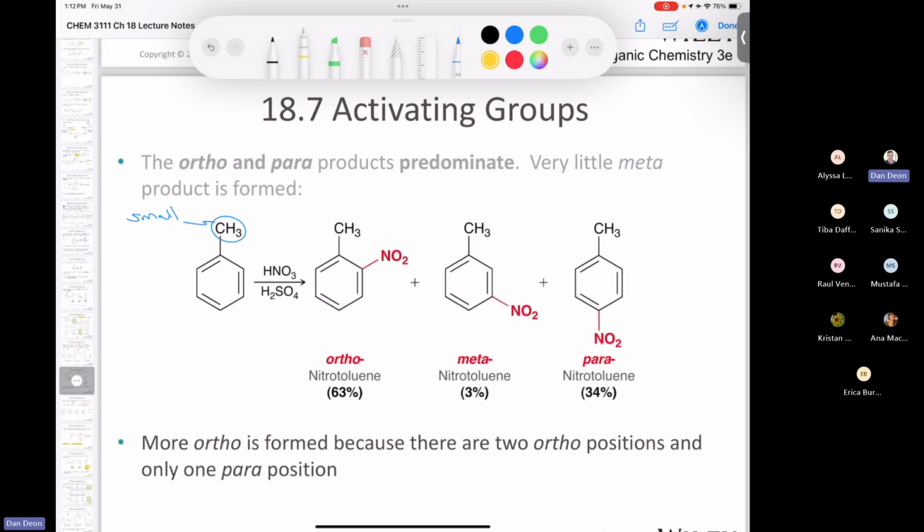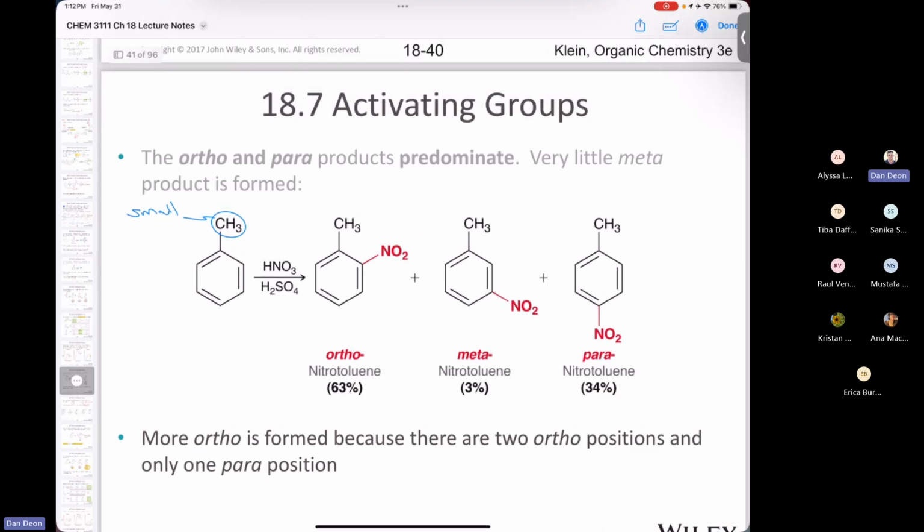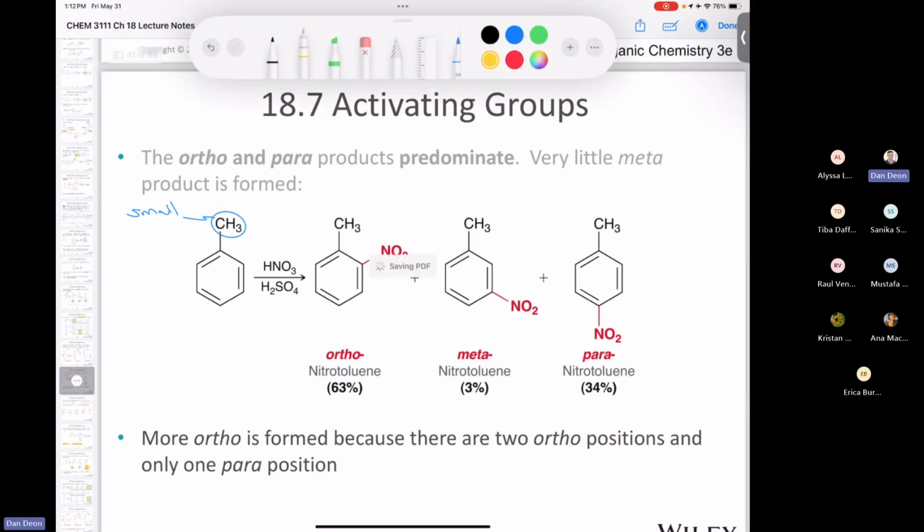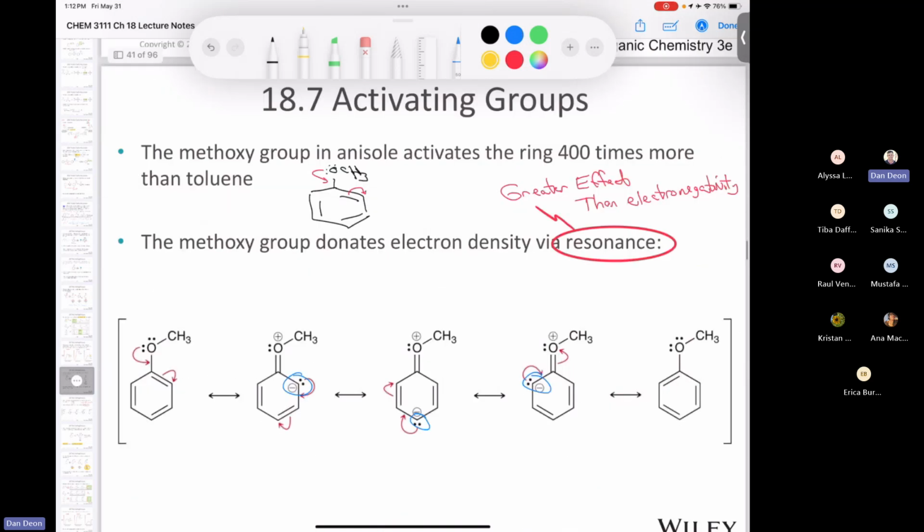And then statistically, I said that actually it turns out that toluene is a bit of an anomaly. Most alkyl groups, meaning ethyl, are larger. You're actually going to get more para than you will ortho. But with toluene, we end up getting more ortho than para. And the reason why is because the methyl group is so small.